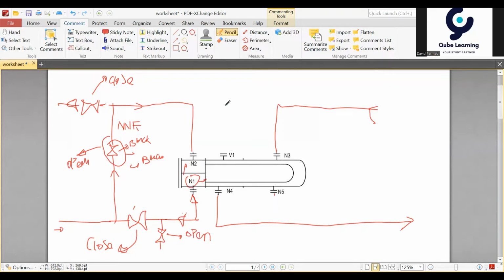For the instrumentation, the basic instrumentation for the cooling water line is for measuring how much pressure you have in your cooling water line. So we need to ensure that the cooling water inlet has a PG here.